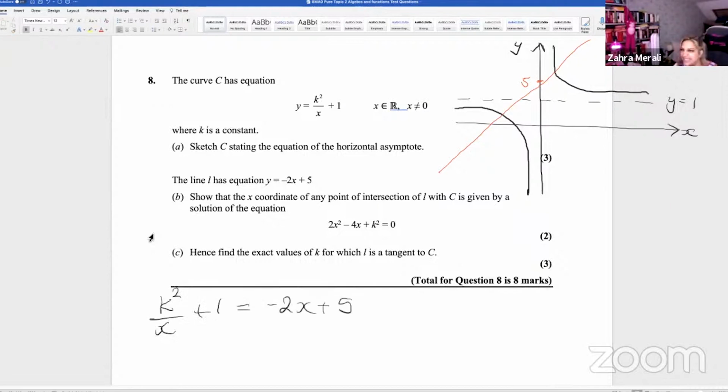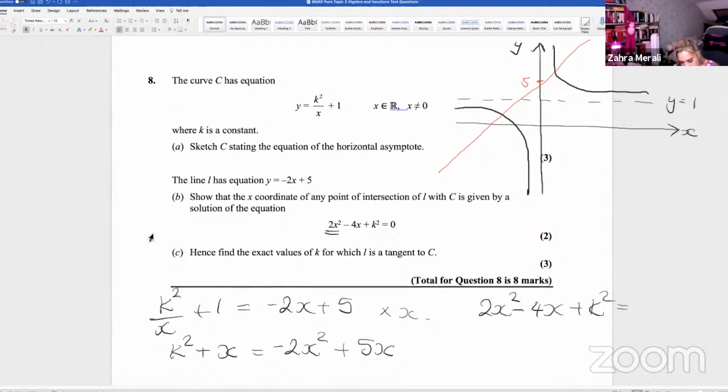Right, hate things on denominators, get rid of them first before you try sort everything else out. So I'm just going to multiply everything by x. And so that gives me k squared plus x equals minus 2x squared plus 5x. They've put the 2x squared as positive, so we're going to move everything to the left-hand side. 2x squared, x minus 5x gives you minus 4x, plus k squared equals 0, which is what you want.